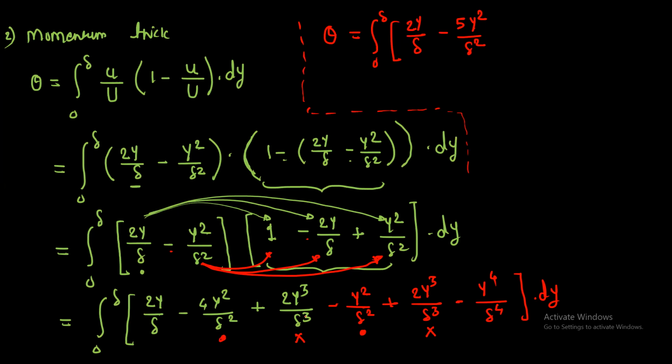Next, this is 2y cube upon delta cube and this is 2y cube upon delta cube. So this is equal to plus 4y cube upon delta cube, and minus y raised to fourth upon delta raised to fourth will remain as it is, into dy. Now we integrate this equation. So after integration, we will have, I will rewrite this in the next slide.